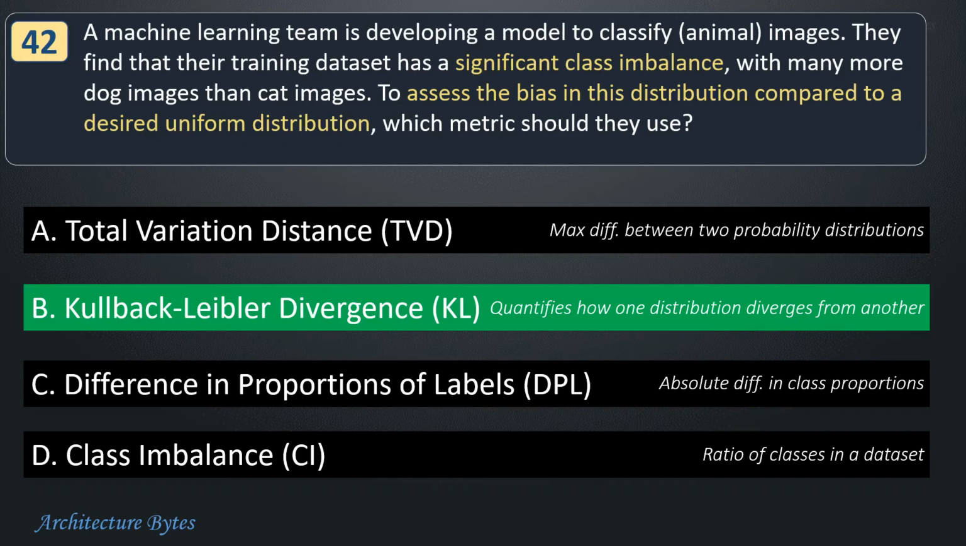Option C, difference in proportion of labels, calculates the absolute difference in class proportions. It is useful for understanding class imbalance. Option D, class imbalance describes the ratio of classes in a dataset, indicating overrepresentation, but not providing a statistical divergence measure.